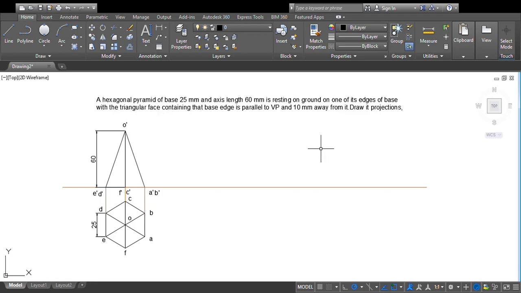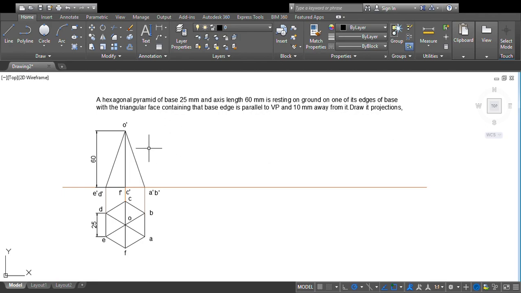Hello everybody, in this video we will solve a problem based on projection of solids, a problem based on a hexagonal pyramid. The question is, a hexagonal pyramid of base 25 mm and axis length 60 mm is resting on the ground on one of its base edges with the triangular face containing that base edge parallel to the VP and 10 mm away from it. Draw the projections.